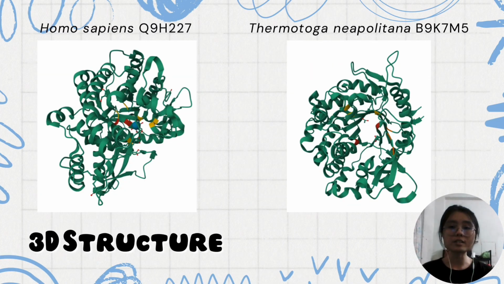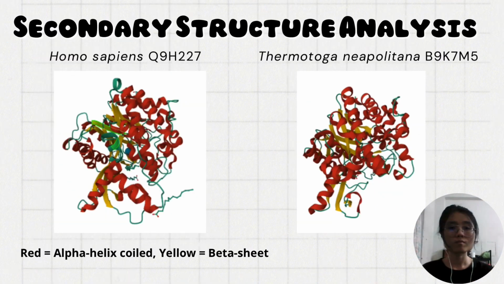Next is about the 3D structure. These are the 3D structures of our enzymes downloaded from PDB. Secondary structure analysis has been done. The Homo sapiens Q9H227 structure consists of 20 helices and 16 sheets, whereas the Thermotoga neapolitana B9K7M5 structure consists of 23 helices and also 15 sheets.